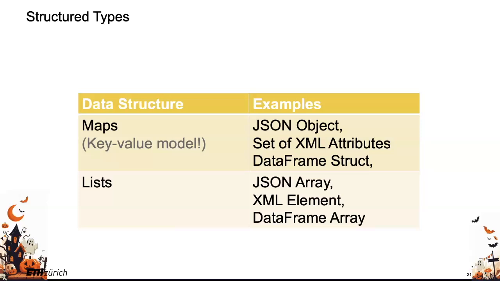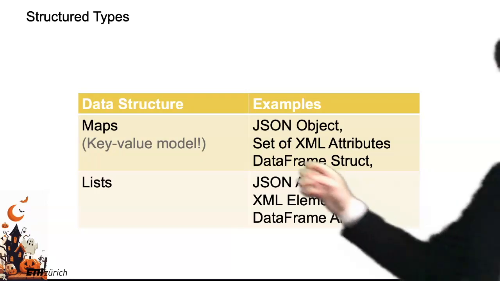Okay, so that's the atomic types. Then we have the structured types. This is actually easier because typically there are only two of them. From an abstract perspective, it's basically lists and maps. They might be called differently, but it's lists and maps. Now in JSON, lists are arrays and maps are objects. But this is the idea.